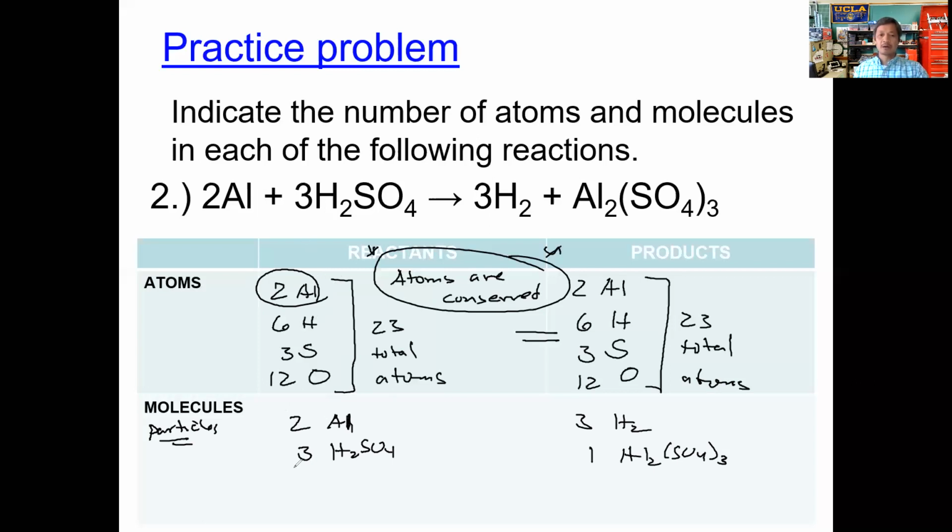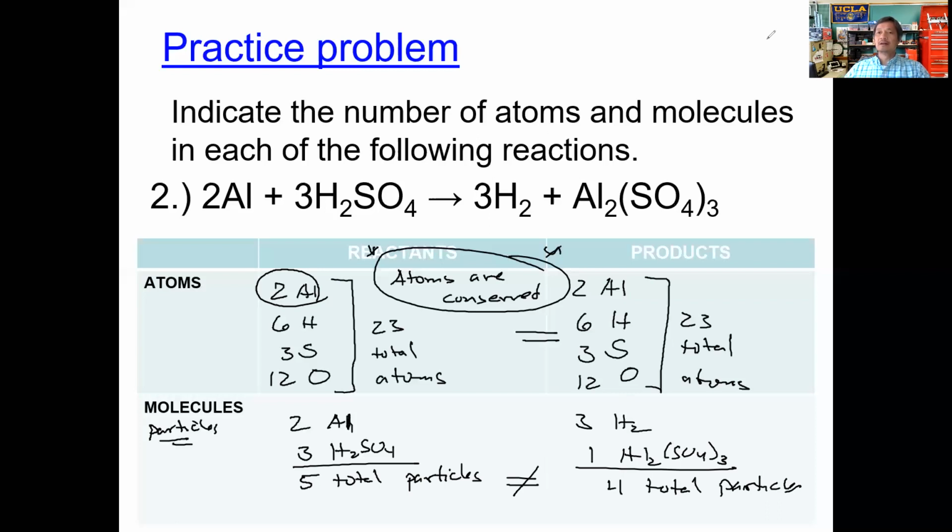All right. So let's total it up here. We have then 5 total particles. And on this side here, we have 4 total particles. And if you notice here, the number of particles do not necessarily have to be equal. Now, could they be equal sometimes? Absolutely, but they don't have to be.